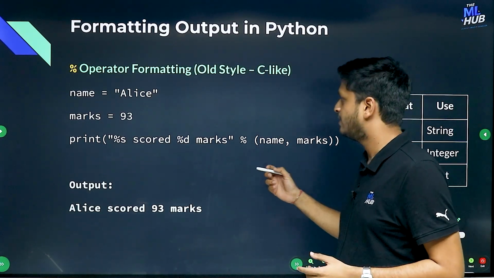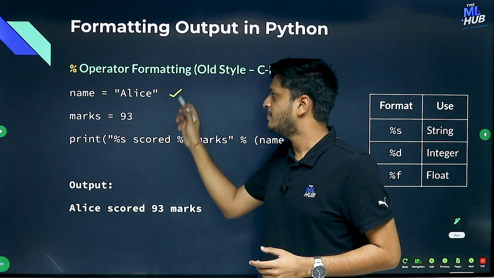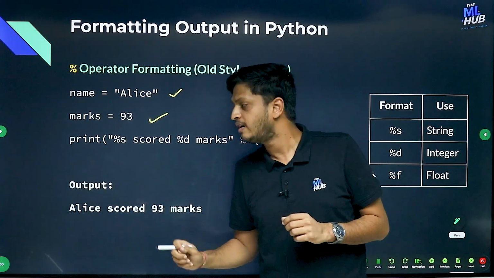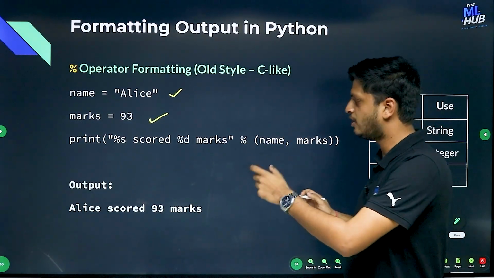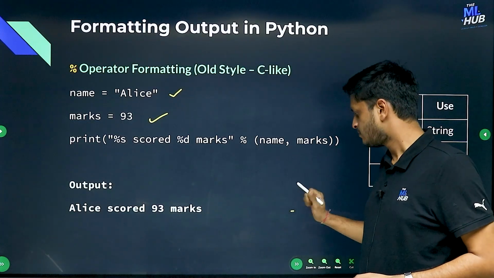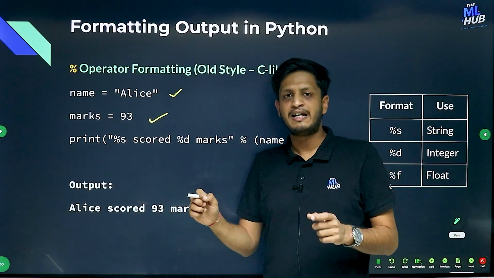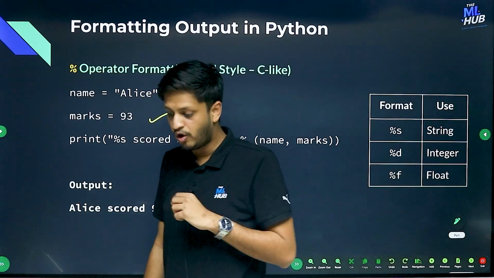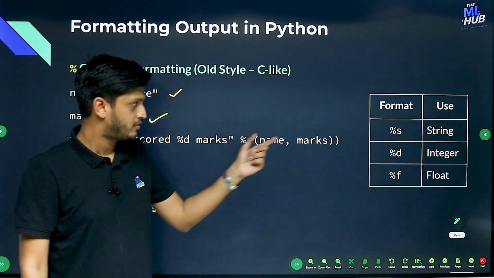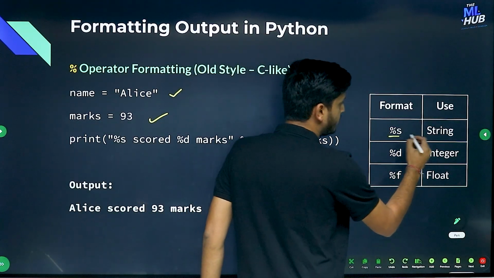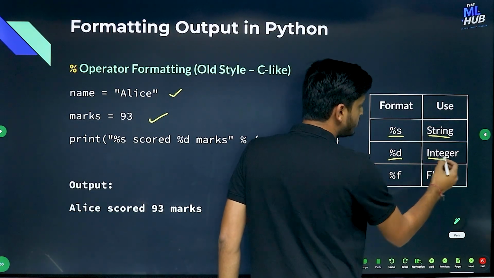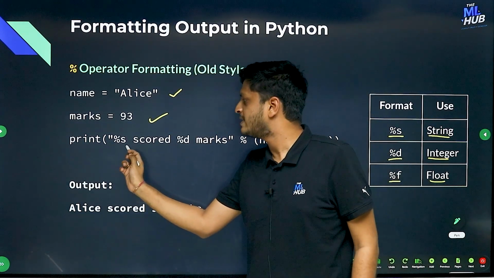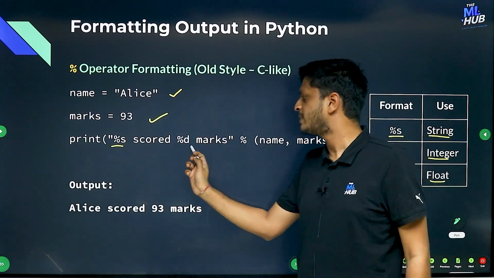So for example, we defined a string name called Alice, and we defined an integer variable marks and stored the value 93 in it. Now we are saying that we want to print this particular string, but instead of using curly brackets, in the string we are writing %s and %d. So what do %s and %d mean? So this is the formatting. %s means string, %d means integer, and %f means float. Okay, so we are saying that you have to replace it with a string here, and here we are saying you have to replace it with an integer here.